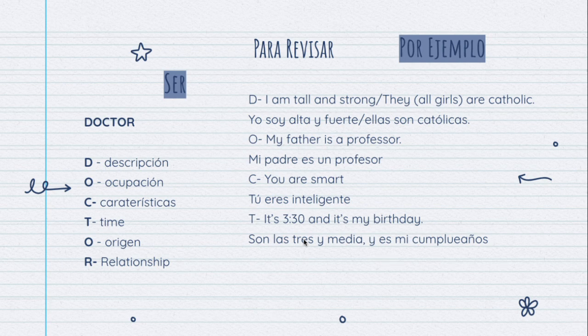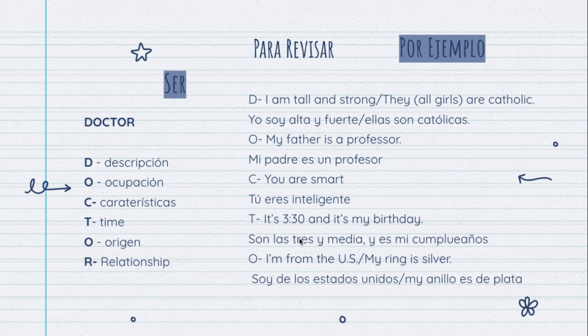Then I'm from the US. My ring is silver. You know, Estados Unidos, ring, anillo, silver, plata. Okay. So pause, figure out how you would say that. And soy de los Estados Unidos. Oh, I put my. That should be mi anillo es de plata.